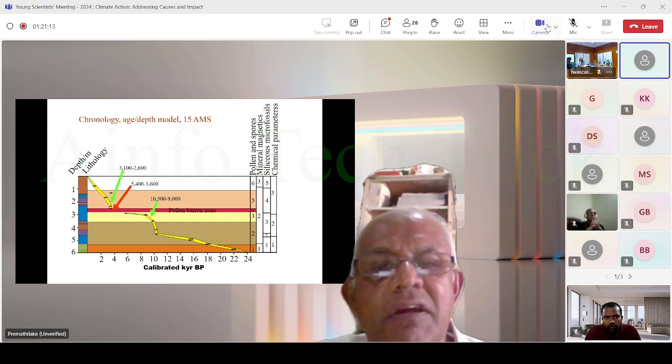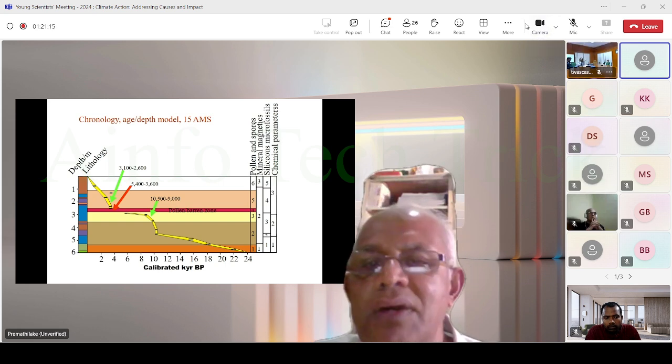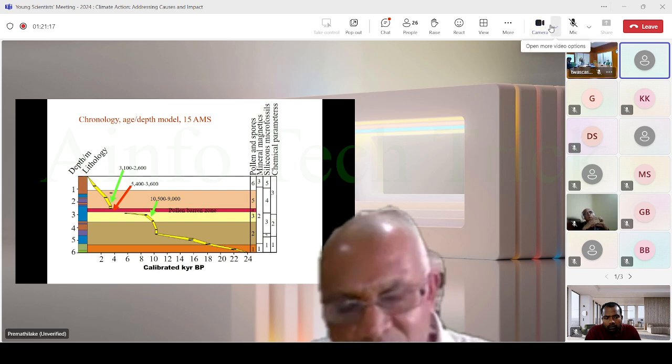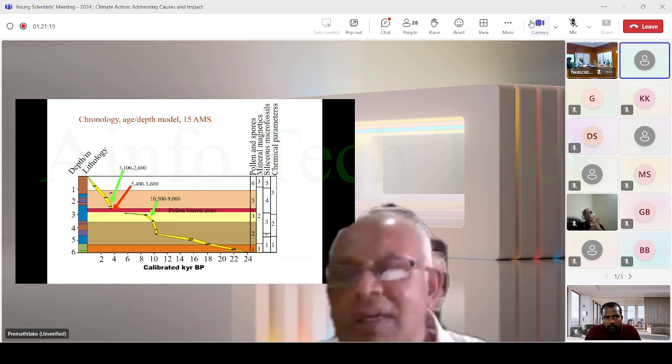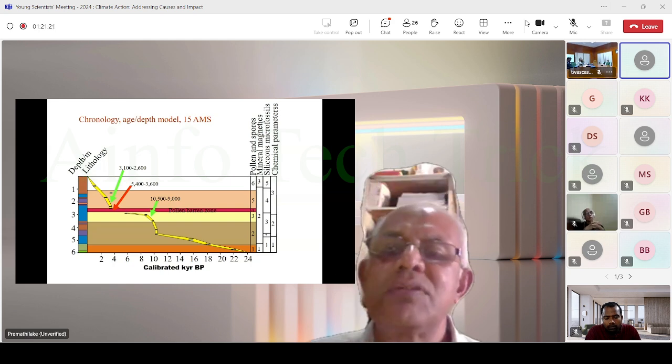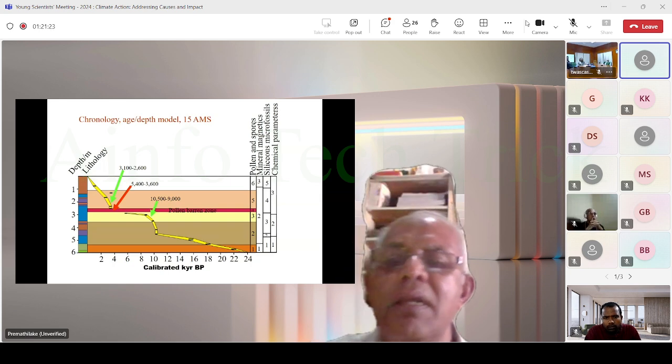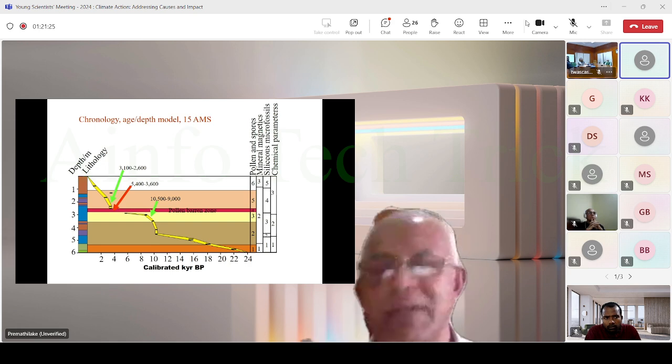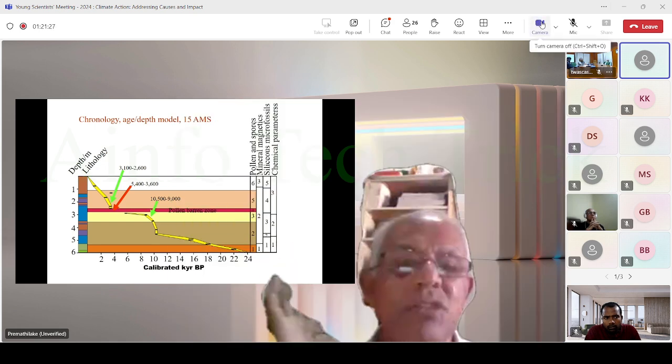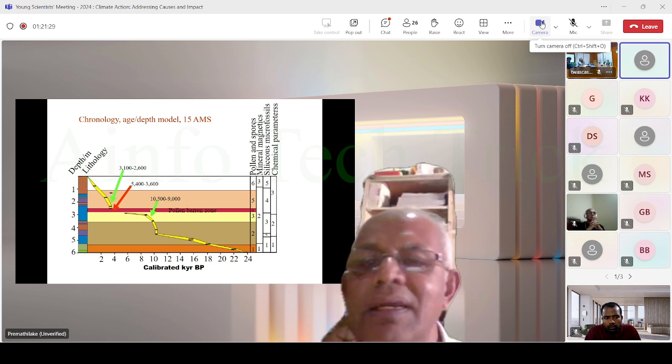The age depth model gives some ideas about how the accumulation pattern changed. This diagram also indicates some certain grounds about how the accumulation pattern changed during the last 24,000 years in our course.